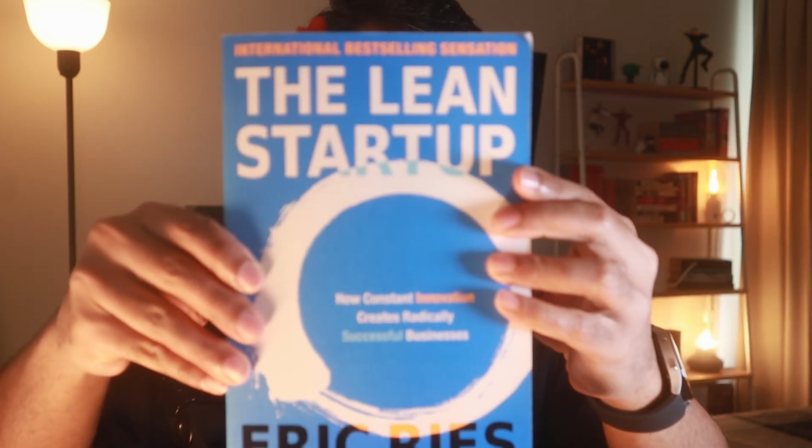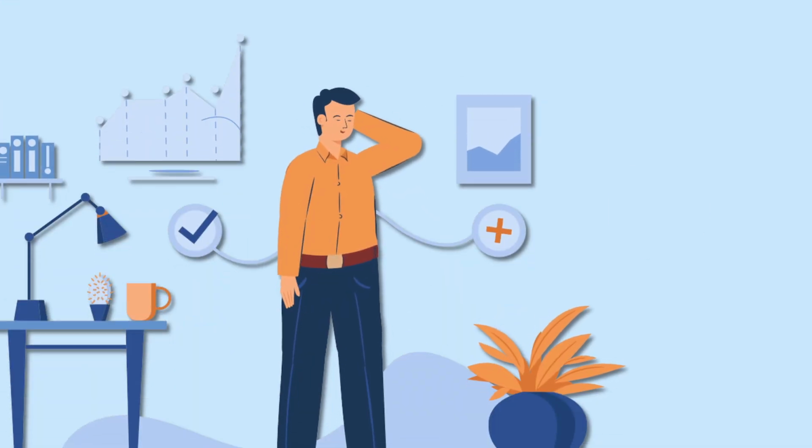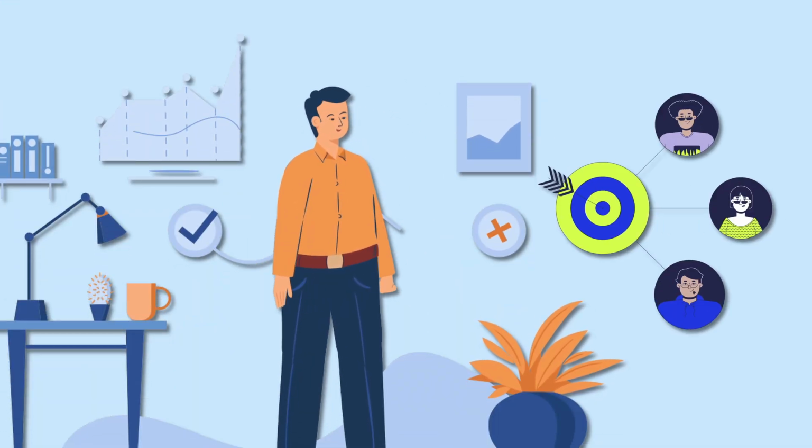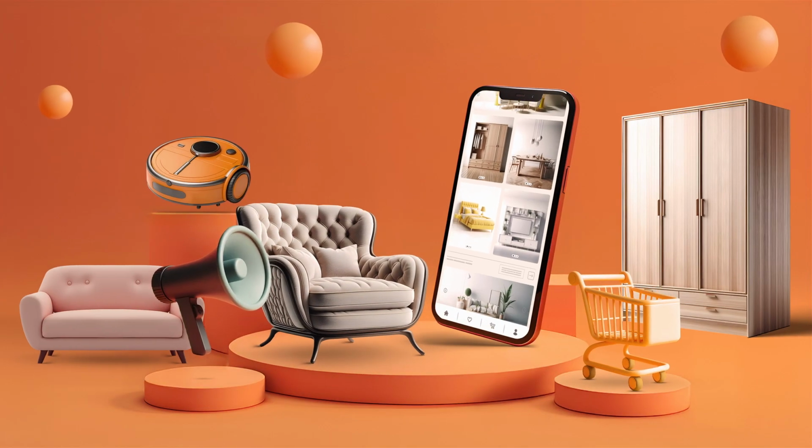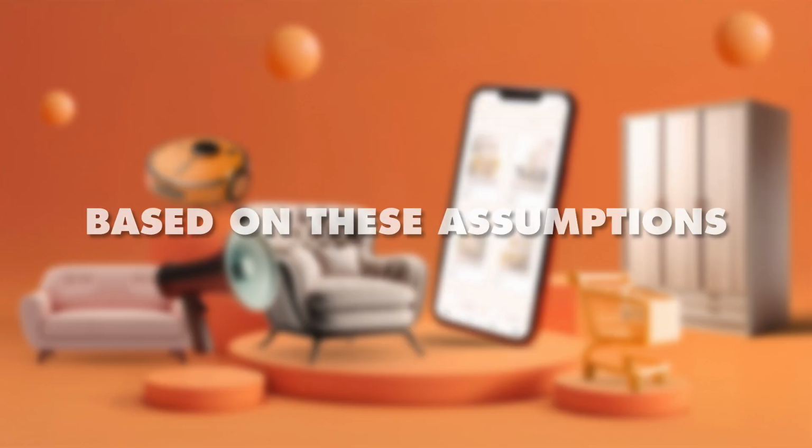I've been reading The Lean Startup by Eric Ries, which outlines a methodology for building successful startups through experimentation and rapid iteration. The core idea is that any founder of a startup knowingly or unknowingly makes assumptions about what their target customer wants, and at the end of the day, builds products or services based on these assumptions. And if these assumptions turn out to be wrong, the startup fails. So to avoid this, Eric recommends startups to test every assumption through experimentation. Let me give you an example.